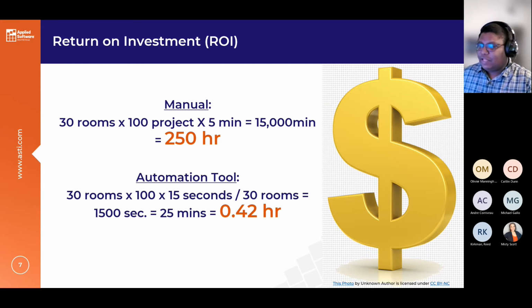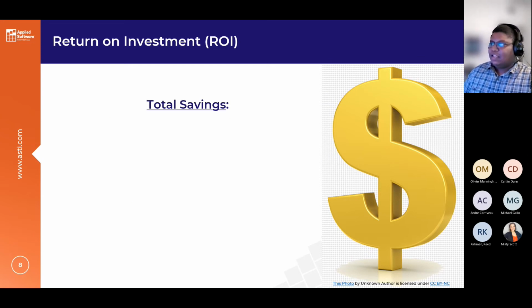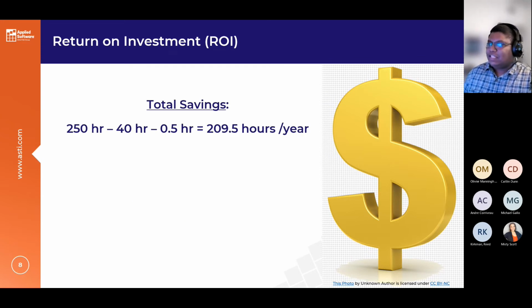So now with the automation tool, I'm doing 30 rooms. There's 100 projects. It's 15 seconds per room. So that comes out to, for the whole year, I'm spending about 25 minutes, or less than half an hour, to do the same exact task, right? So now let's talk about the money, right? The total savings, in terms of hours, we're saving about 209.5 hours a year. It goes up because the first year we actually spent some time to make it.